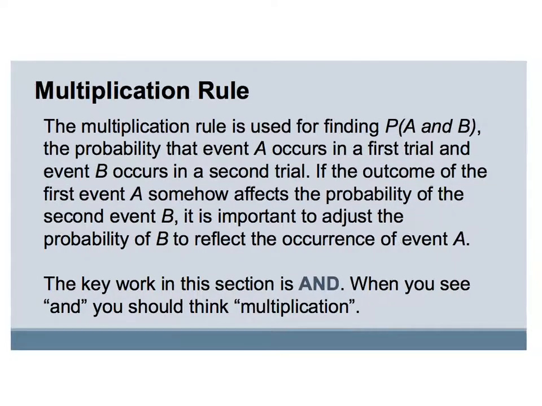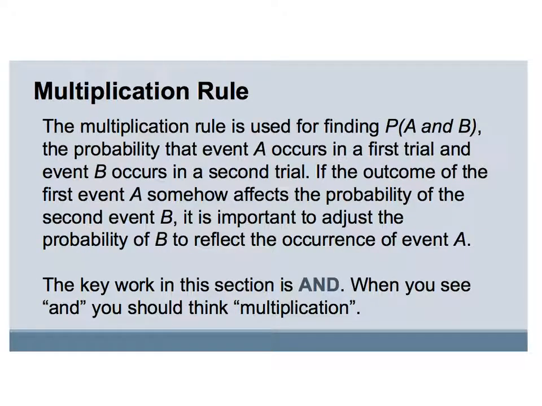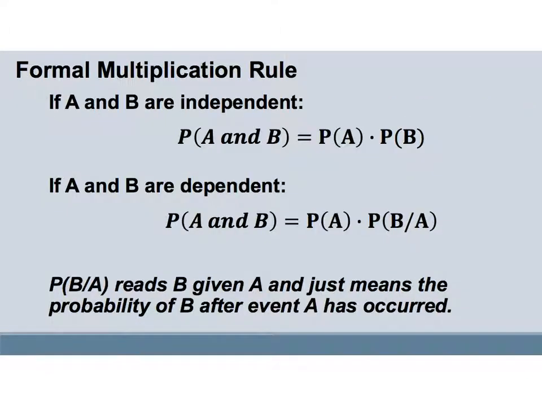In the multiplication rule, we have to think about that because we're going to draw 2 cards. Well, at least 2 cards. There could be more than 2. But if we're doing probability of A and B, it's that we're getting A and B. And if by getting A, it changes things so that it affects the probability of getting B, then it's dependent. When you see the word and, you should think multiplication. So here's your 2 rules for that.